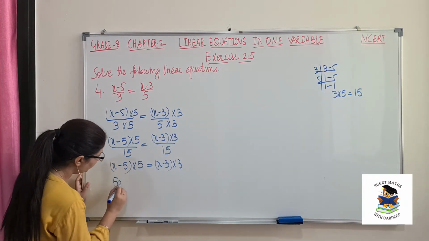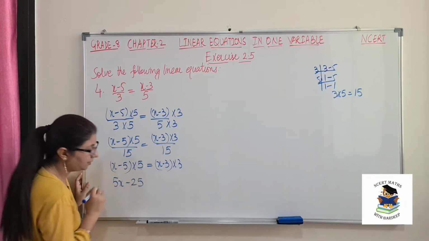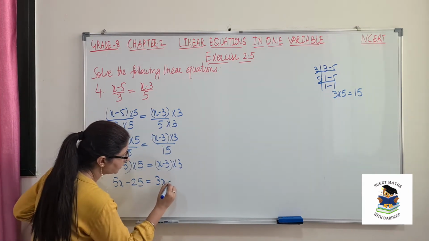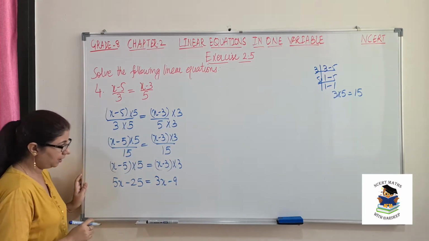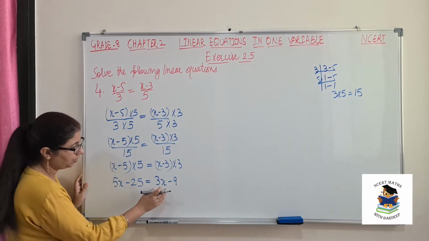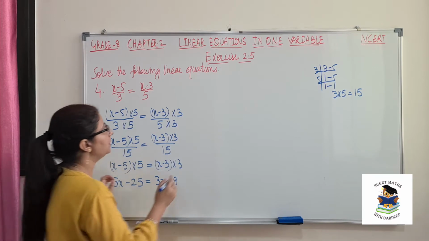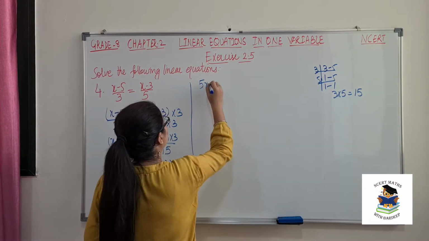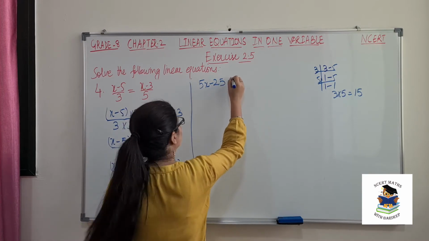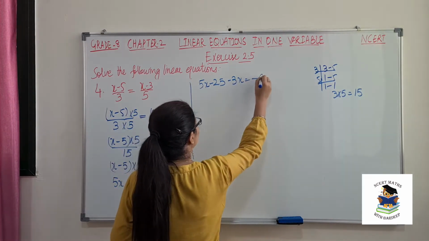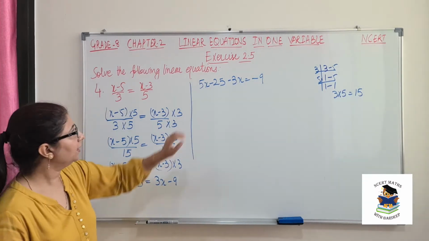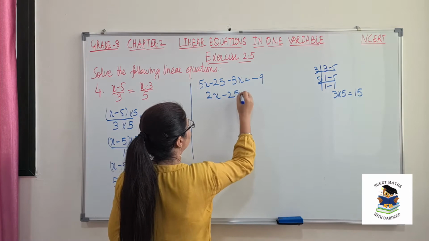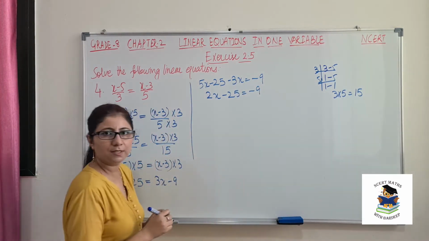5 into x is 5x, 5 into 5 is 25, x into 3 is 3x, and 3 into 3 is 9. So this is our simple equation now. So we will shift this 3x to this side. That is 5x - 25 - 3x = -9. Okay. So 5x - 3x is 2x - 25 = -9.